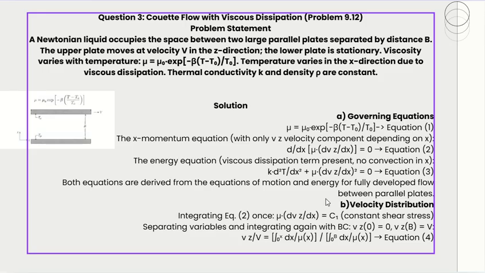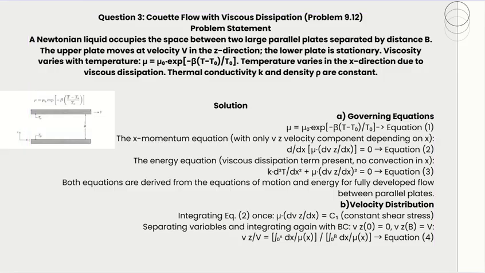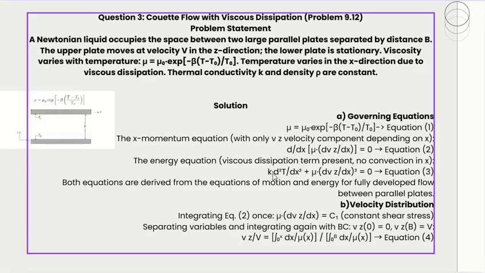Next we use the energy equation. We can see in the question that there is no convection in the x direction. Viscous dissipation acts as a heat source. So the energy equation becomes k into d2T upon dx square plus mu into (dvz upon dx) the whole square equals 0, which we'll name as equation 3. So the physical interpretation from this is heat generated by viscous friction is equal to heat conducted away. So next we'll move to B part.